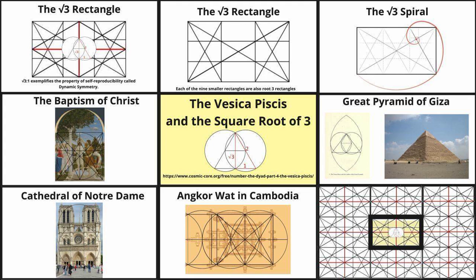Well, think about how artists compose their paintings. They use shapes, lines, and proportions to create a sense of balance and harmony, or draw your eye to certain elements. And in the Baptism of Christ, you can actually see how the artist used a grid based on root 3 rectangles and the vesica piscis to structure the composition. So they were consciously using these geometric principles to create a more visually pleasing and perhaps even spiritually resonant work of art.